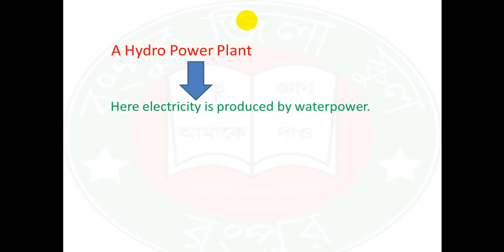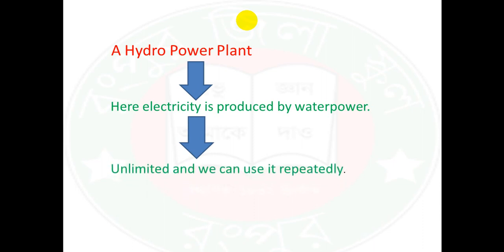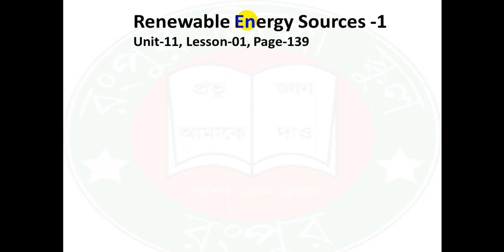So why are we thinking about electricity produced by water power? What's the benefit? Okay, this is unlimited and we can use it repeatedly. That means this electricity, it's an energy, right? So we can use it repeatedly, and this is unlimited. So can you guess today's topic? This is renewable energy sources part 1 and unit 1 lesson 1 page 139.